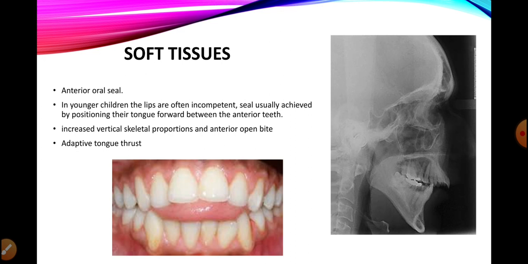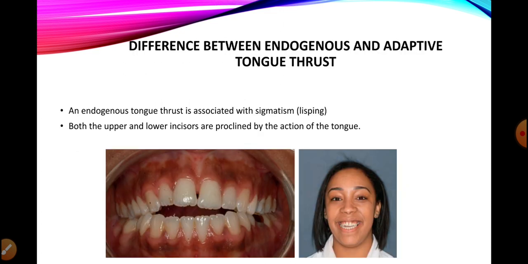So most of the occlusal features they are presented with are similar. However, there are certain suggestions that if an endogenous tongue thrust is there, then it may be associated with sigmatism, and by sigmatism we mean a lisp. So here we are discussing the differences between endogenous and adaptive tongue thrust.